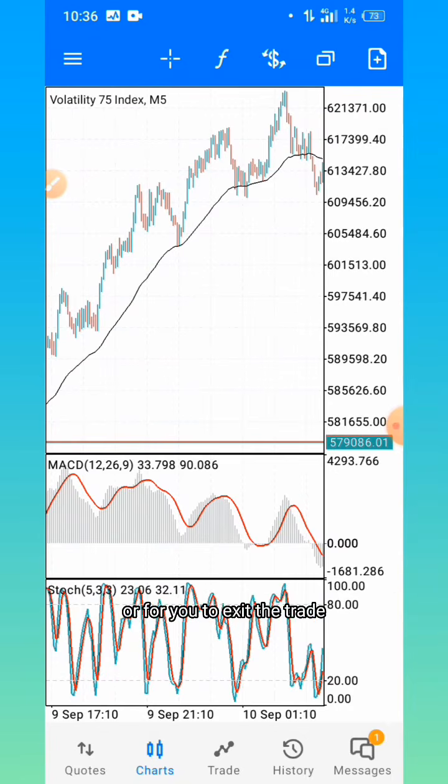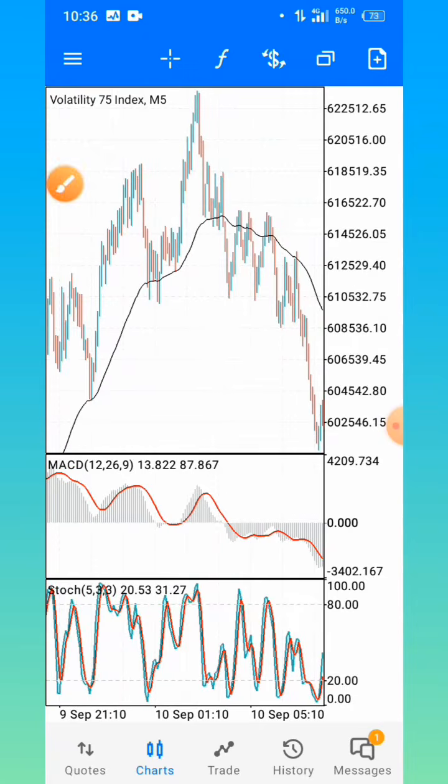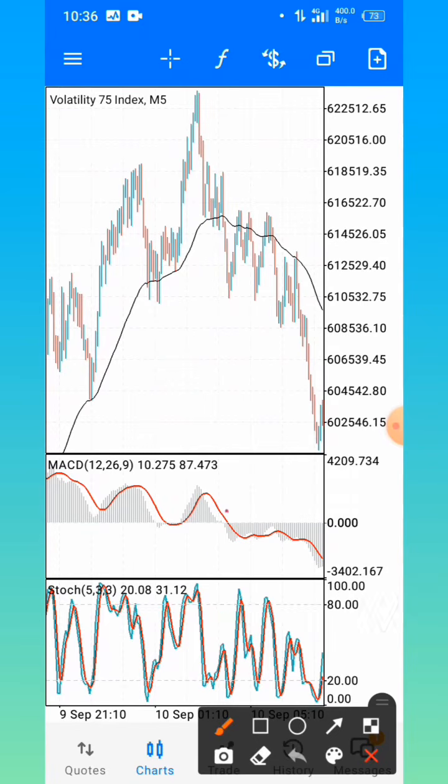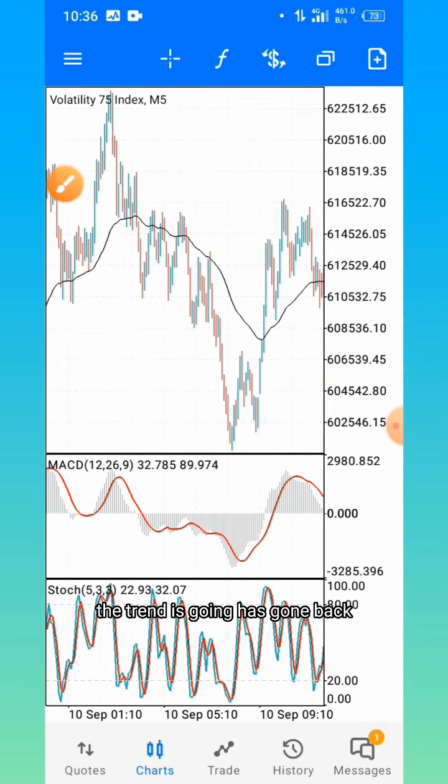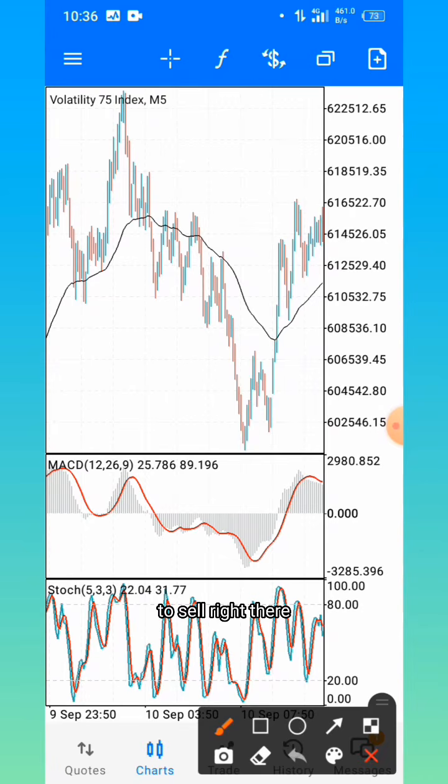Or, for you to exit the trade, you wait for when the MACD histogram right here goes below the level 0. It confirms that we are now in a downtrend. We are making a downtrend. And as you can see, the candlesticks are below the black EMA, right? So I'll be exiting all my buys, and I'll also start looking for the sale confirmations, because the trend has gone back to a sale right there.